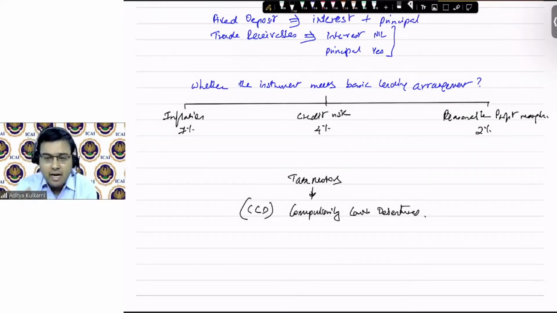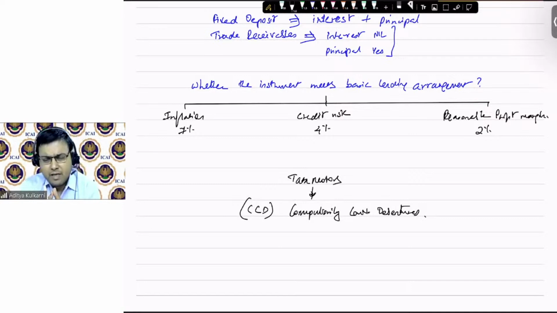So compulsorily convertible debentures, when you invest in CCDs or compulsorily convertible preference shares, these instruments do not meet the requirement of basic lending arrangement. And if they do not meet the requirement of basic lending arrangement, can I say they are not financial assets? Answer is no. How is that so? You are getting shares in place of those debentures or preference shares. So therefore, they are financial assets. Only thing is, they do not pass the SPPI test.